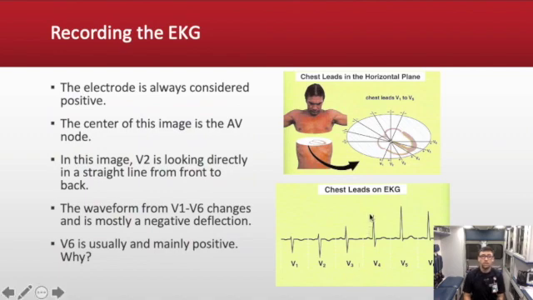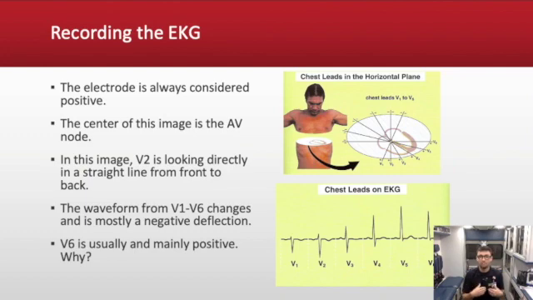The electrode is always considered positive during your V1 through 6. So when you place V1, V1 is now your positive electrode. I place this on the chest. Same thing, V2, V3, V4, V5, V6. Your negative electrode, you don't have one. Your negative point is actually the heart.